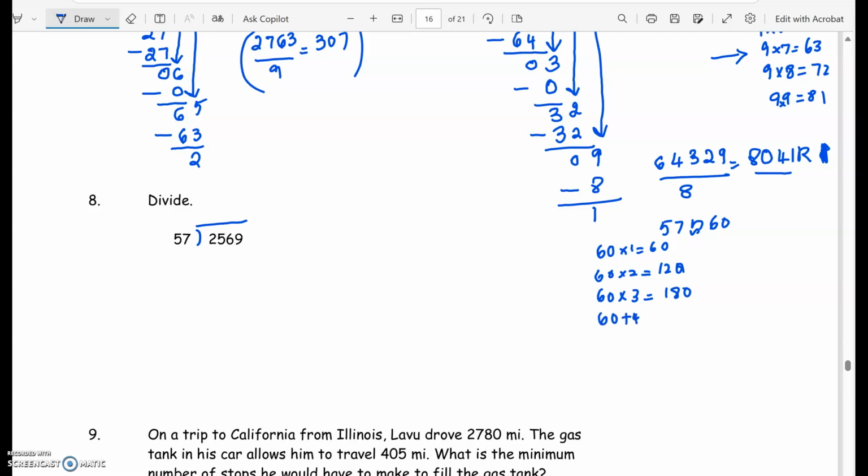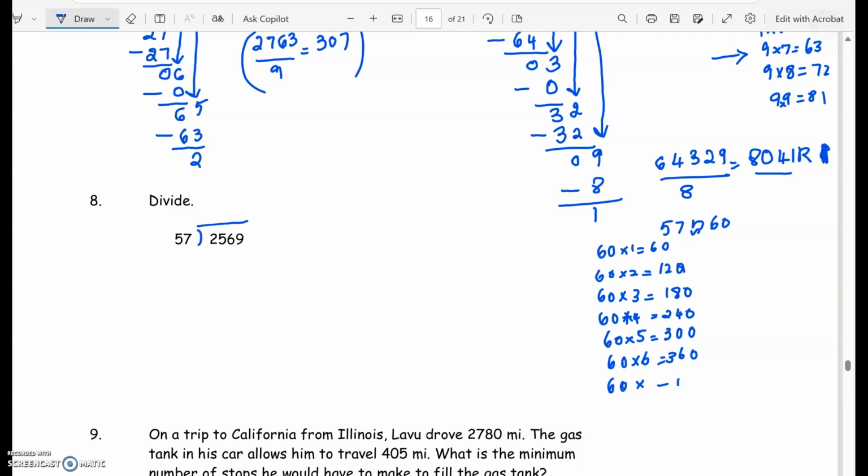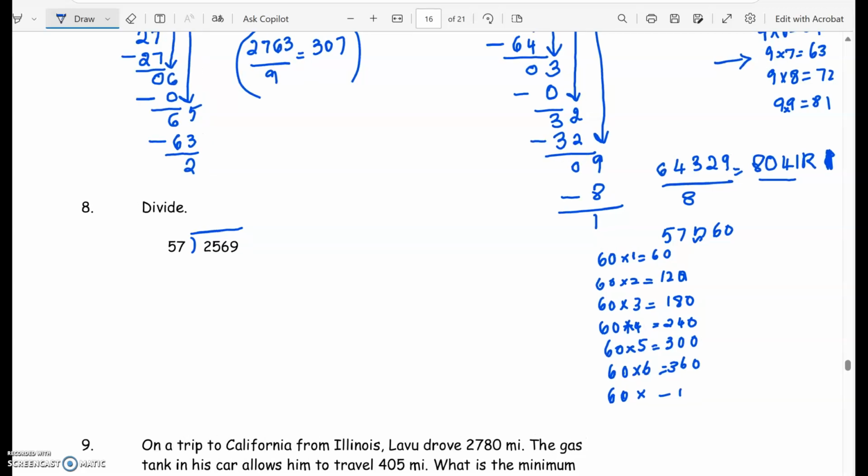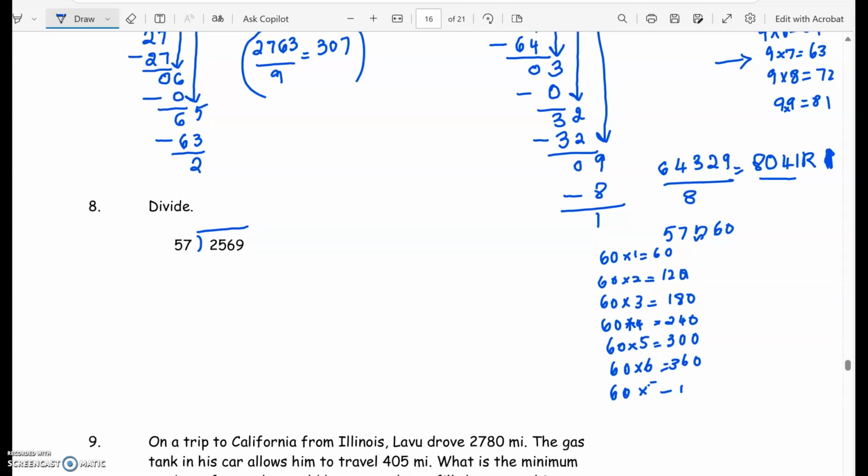60 times 4 is 240. 6 times 4 is 24. 60 times 5, 6 times 5 is 30, so 300. 60 times 6, 6 sixes are 36, so 360. 60 times 7, 7 sixes are 42, 420. 60 times 8, 6 eights are 48, 480. 60 times 9, 9 times 6 is 54, 540.